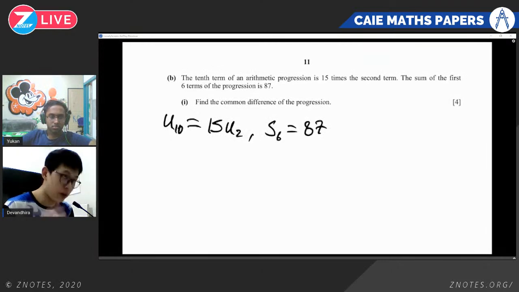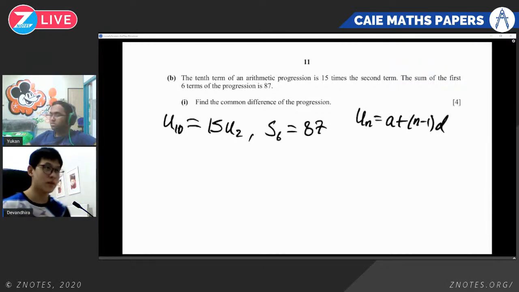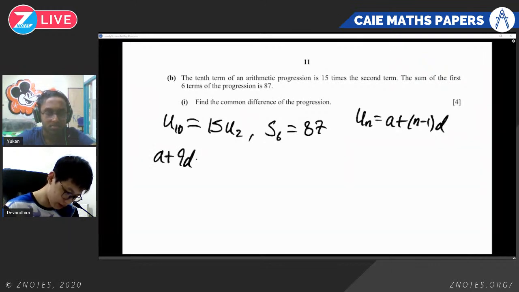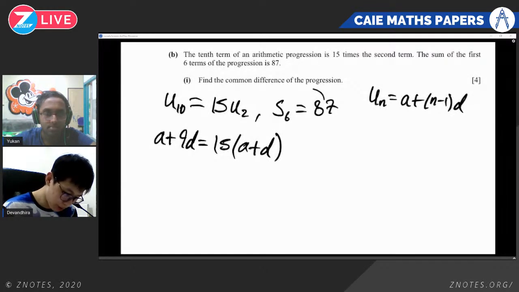So for an arithmetic progression, our nth term is basically a plus n minus 1 d, right? Mm-hmm. Okay. So if we were to have u of 10, that means it's just a plus 9d. For the second term, 15 times a plus d, because 2 minus 1 is just 1. Right. Now what about this one? What do you think, Yugan? How can you simplify this one?